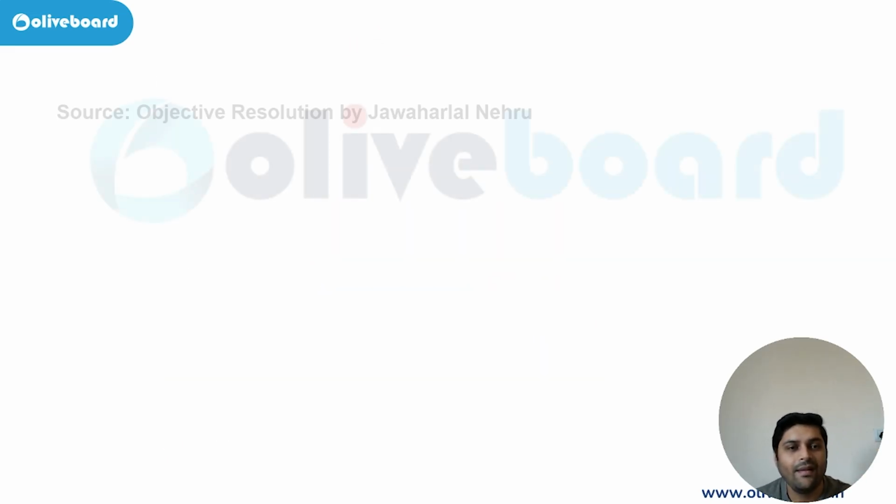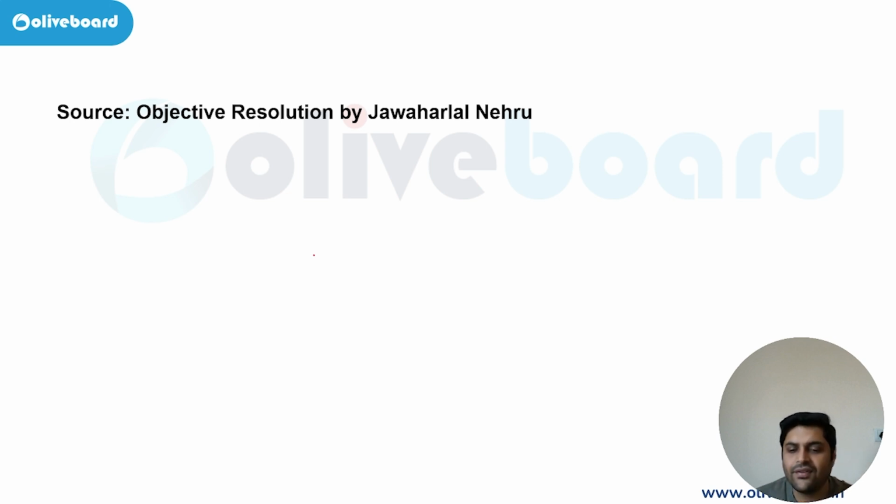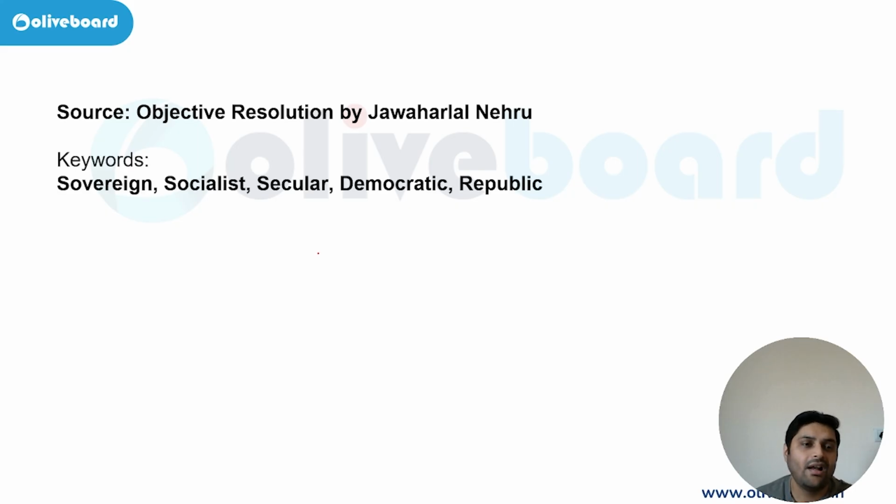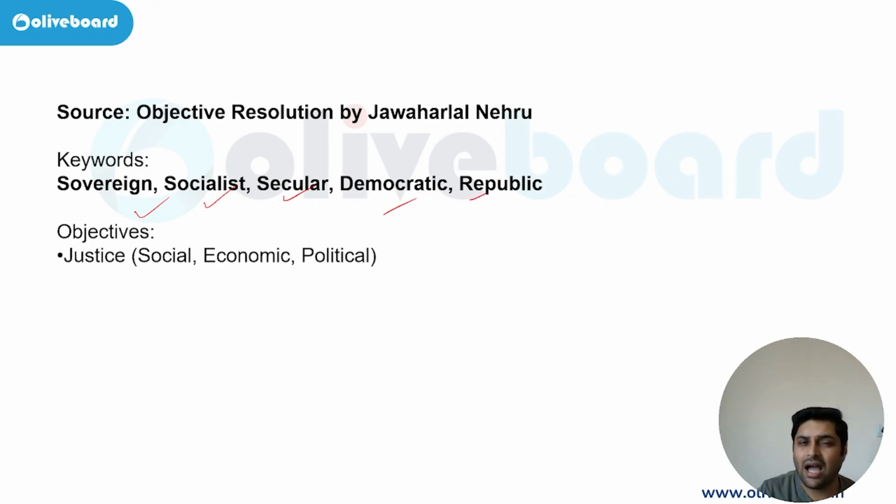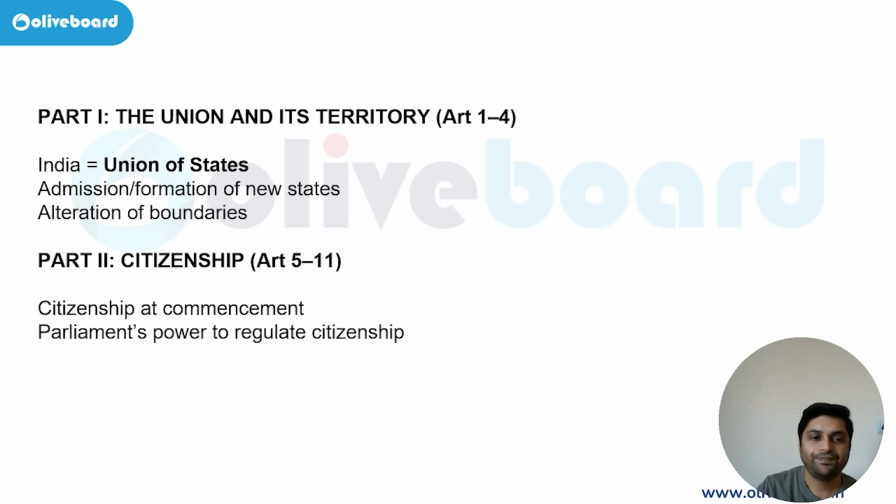Next, we have the source: the objective resolution that was moved by our first prime minister Jawaharlal Nehru. So we saw that the preamble resembles the objective resolution: sovereign, socialist, secular, democratic republic. We already saw this. Correct? What are the objectives? The objective of the constitution is to provide justice. Now, what kind of justice? Social, economic, and political justice. Liberty, equality, and fraternity.